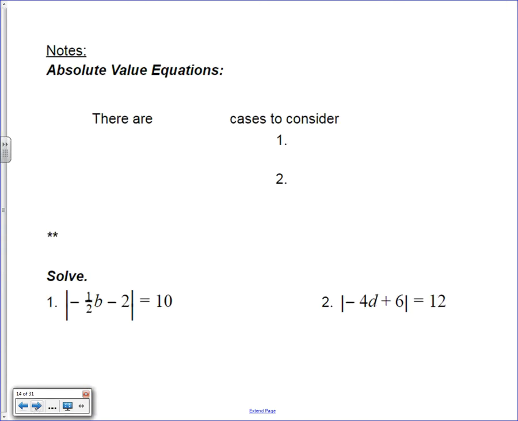All right, absolute value equations. We talked about absolute value equations yesterday, and you know that absolute value equations look something like this. An absolute value, and there's a variable inside of it, and then it's equal to some number. Remember, there are 2 cases to consider. You must set up the positive version and the negative version.